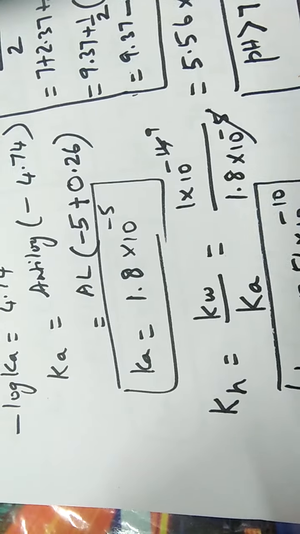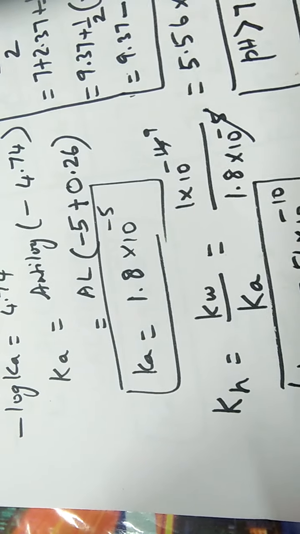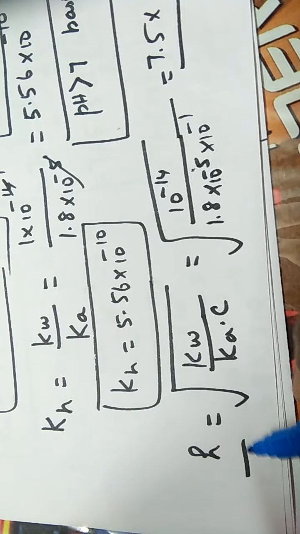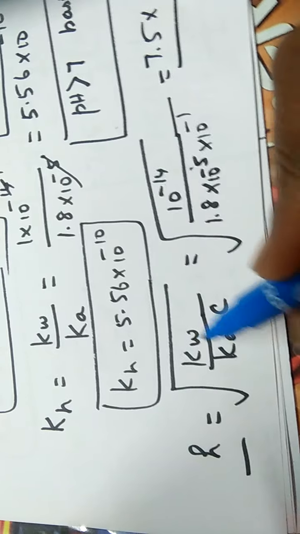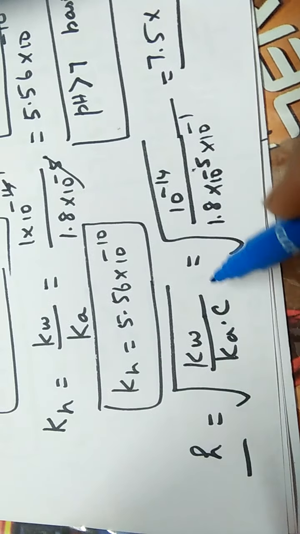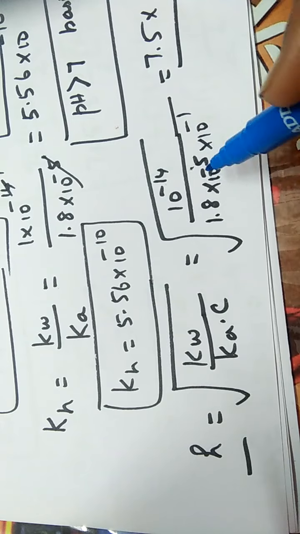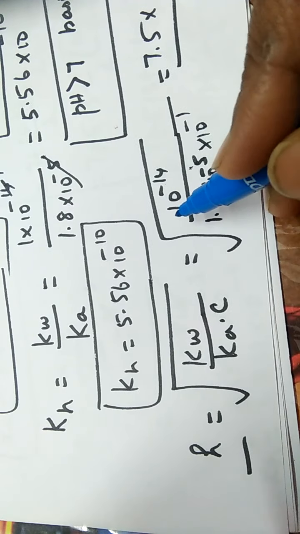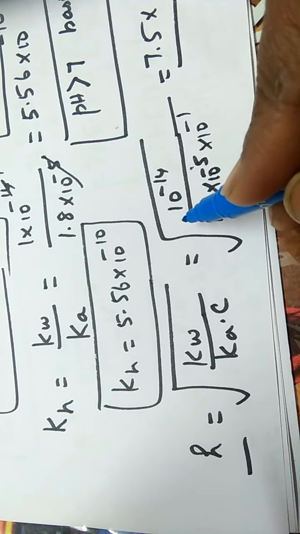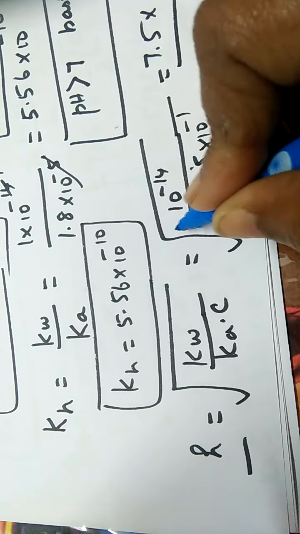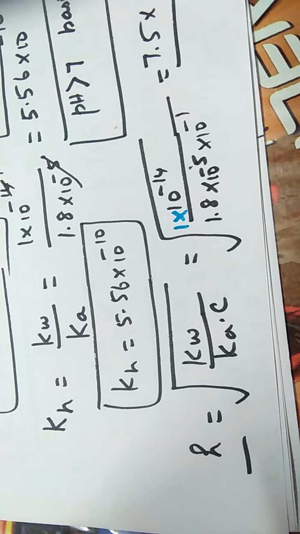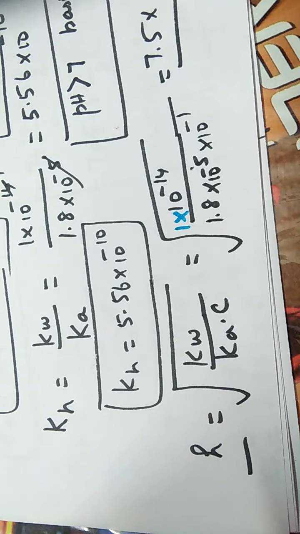So now we found Kh. We want to find H, the degree of hydrolysis. Here H is equal to root of Kw by Ka into C. You can also substitute the Kh value here, but I want to cancel the 10 powers, so I am putting Kw as 1 into 10 power minus 14 by 1.8 into 10 power minus 5 into 10 power minus 1. Concentration is 10 power minus 1.